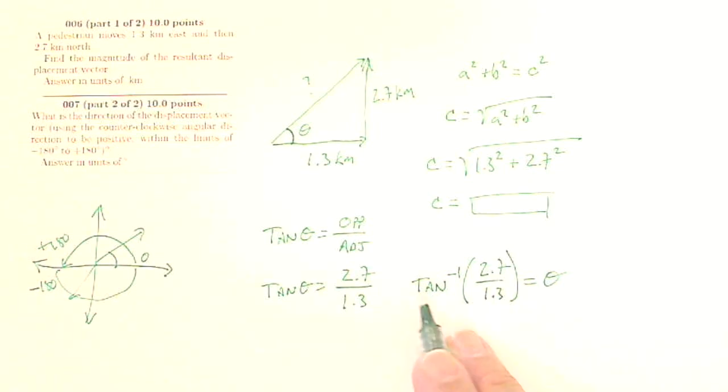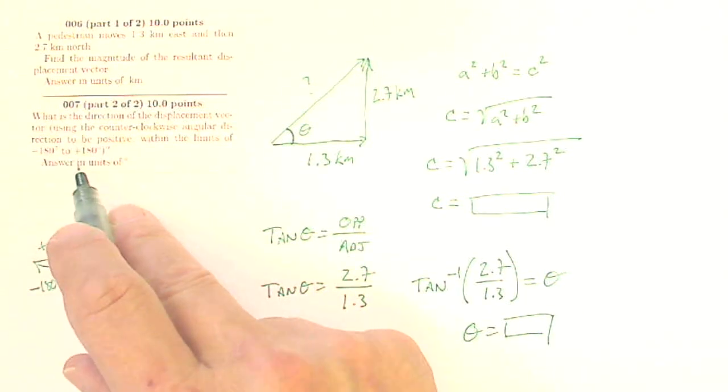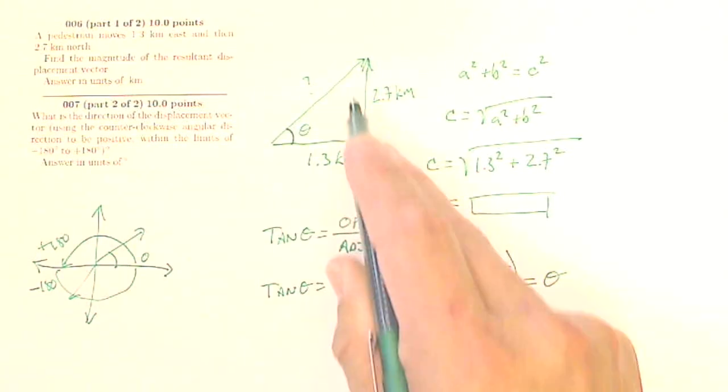So if I do this ratio, plug it into my calculator, I'm going to get theta equals, and that will be my answer for question number 7. And all of this says just plug in the angle because it's to the right and positive.